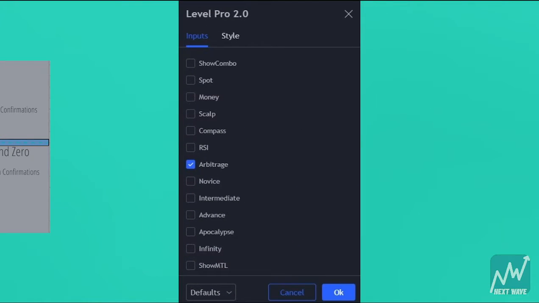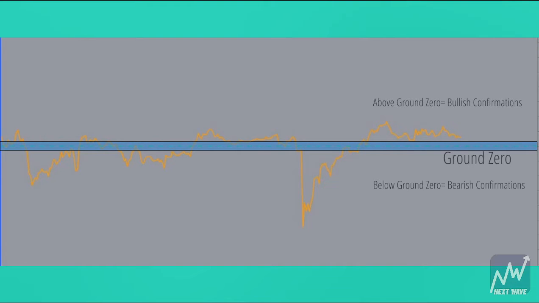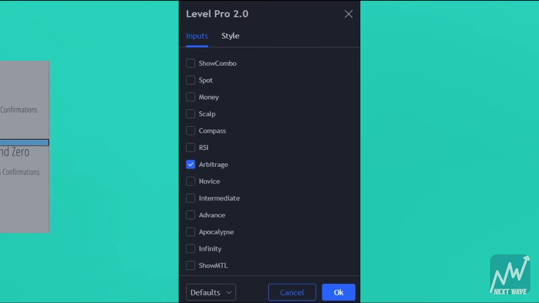And here I usually leave my arbitrage pro settings to arbitrage. Now, I usually use the arbitrage on my level pro, but there are some people who like to have either the novice or the RSI, or they would like to have multiple lines on the level pro.